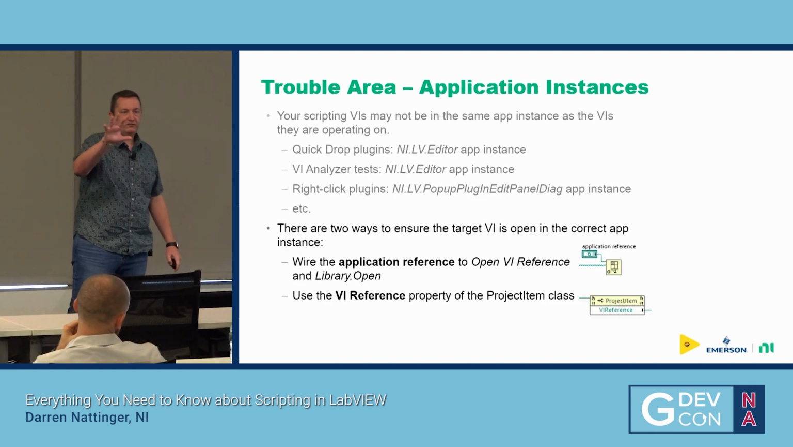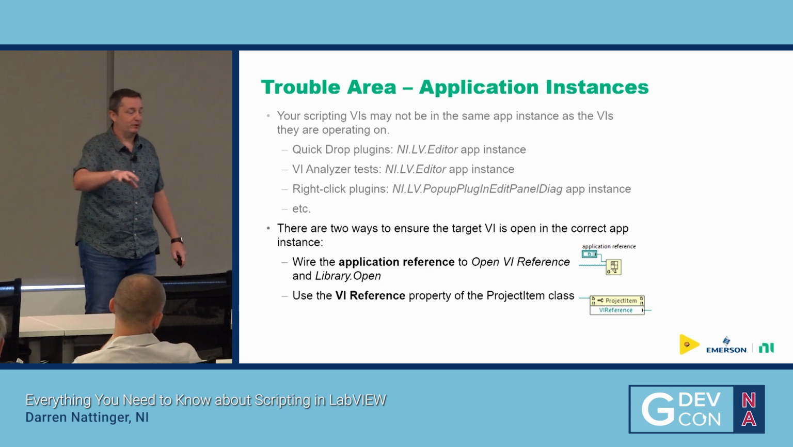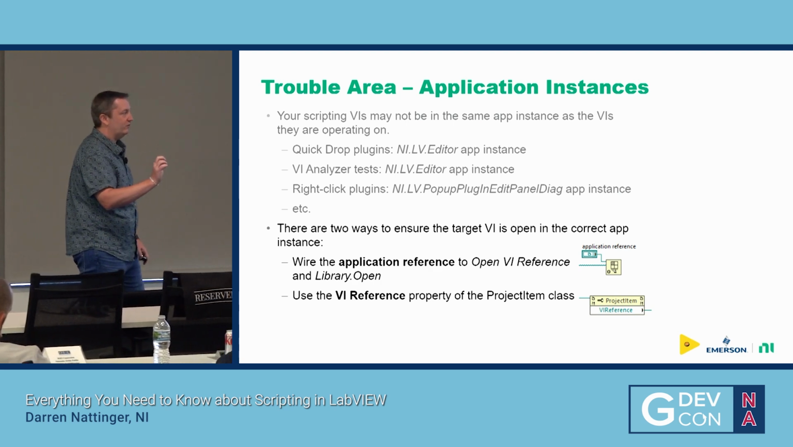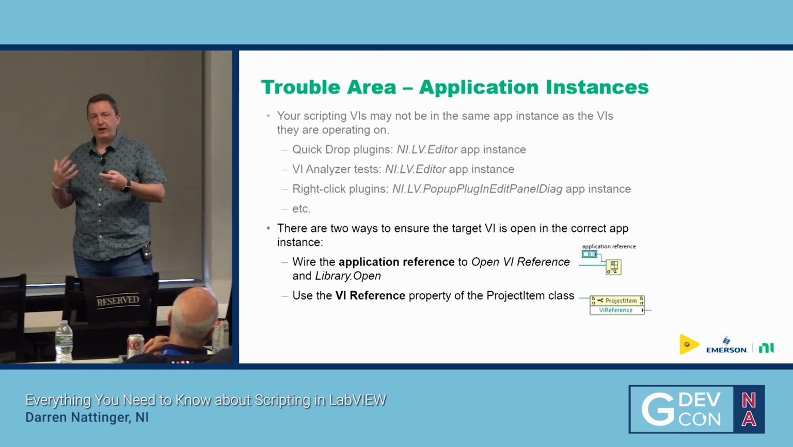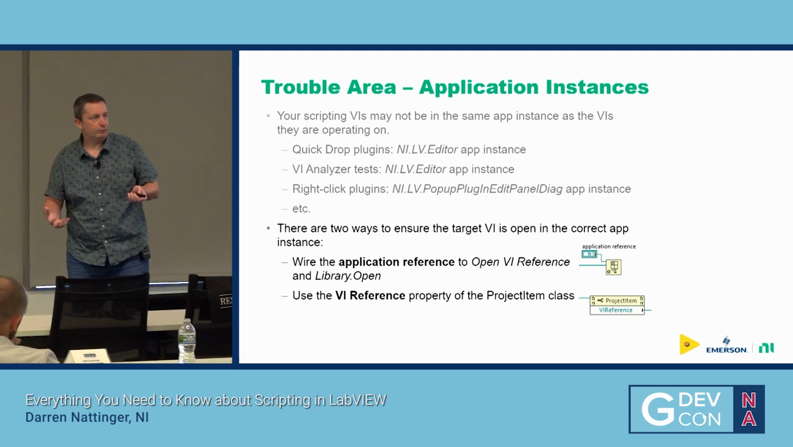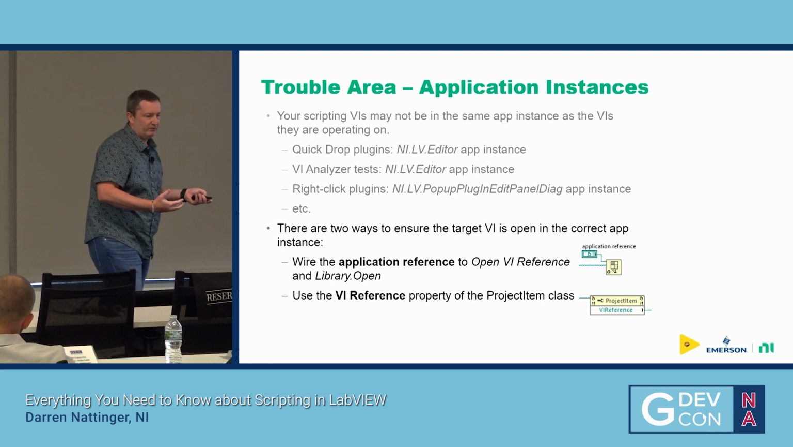And there are two ways to make sure that your VI is running in the right application instance. You can wire that app instance input to open VI reference whenever you need to get a reference to a VI. Or if you've got a project item, you can just read its VI reference property. That'll give you the VI reference in the right app instance.